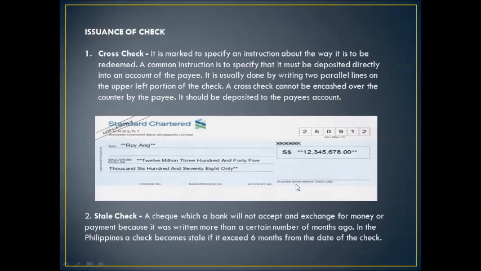So again, we have two kinds of issuance of check, which is a cross-check and the stale check. Pag cross-check, bank account to bank account transaction siya, and stale check, it cannot be encashed anymore if the check already exceeds 6 months.